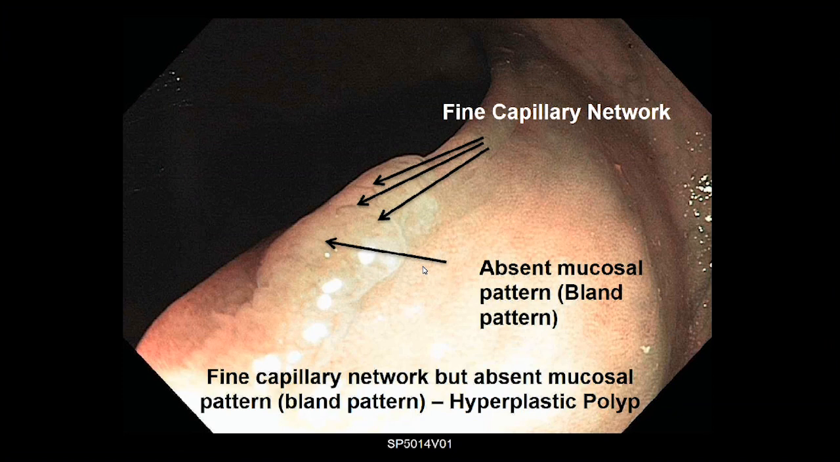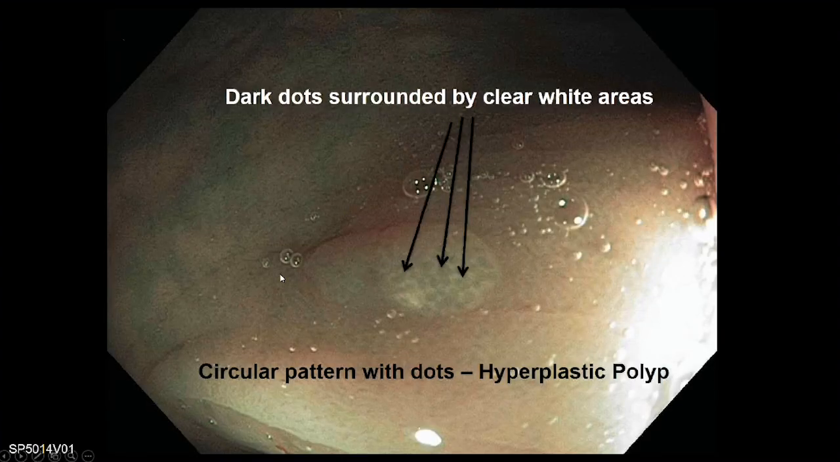Here's a third example. You can see these fine little lines, the vessels, but it really is a fine capillary network. Now there's something different. These are dark spots surrounded by white. That's a characteristic finding that you see sometimes in the pattern with hyperplastic polyps.